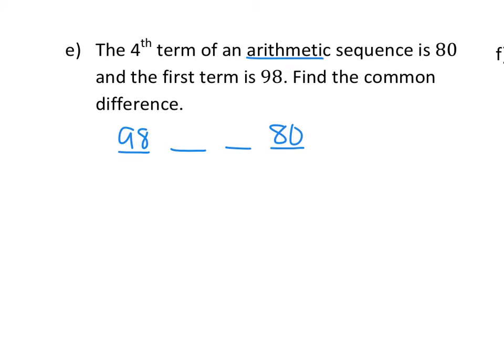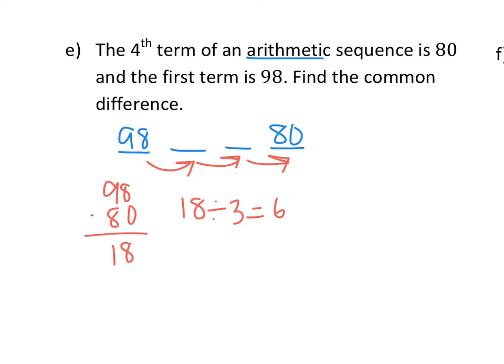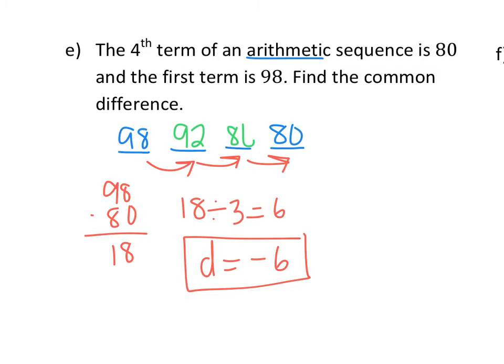Okay, I'm subtracting something. So what I can do to figure this out, you can do guess and check if you want. I'm just going to do a couple calculations. 98 minus 80 is 18. To get to 80 would be 3 jumps. So 18 divided by 3 equals 6. So I'm going to say that my common difference is minus 6. Let's check that. 98 minus 6 is 92. Minus 6 is 86. Minus 6 is 80. So that works.